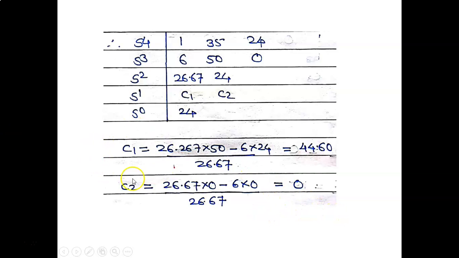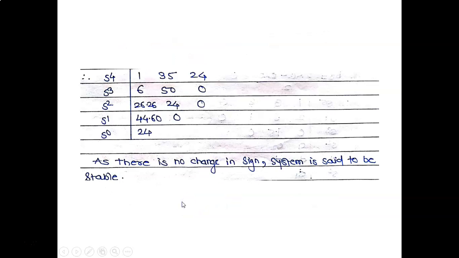Therefore substitute the values of C1, C2. We have Routh's array as S raised to 4, S cube, S square, S1, S raised to 0. Therefore 1, 35, 24, 6, 50, 0, 26.67, 24, 0, 44.60, 0, 24. As there is no change in sign in the first column, this is the first column, therefore the system is said to be stable.